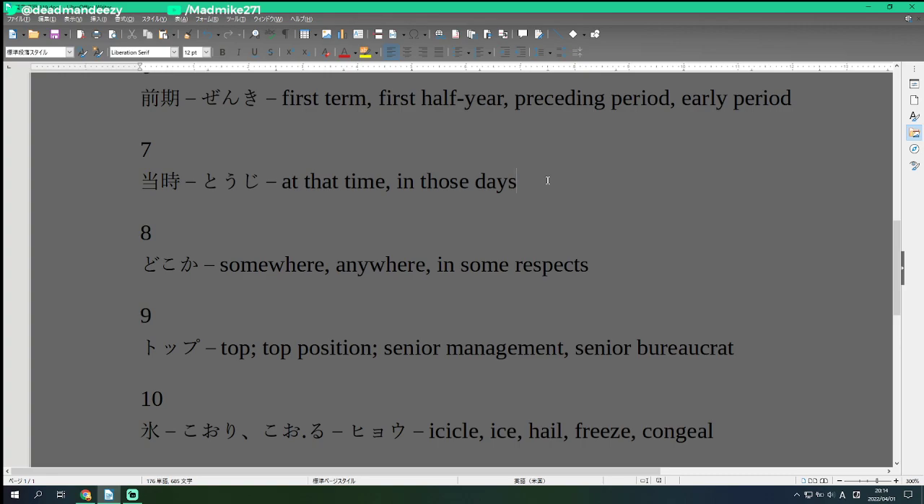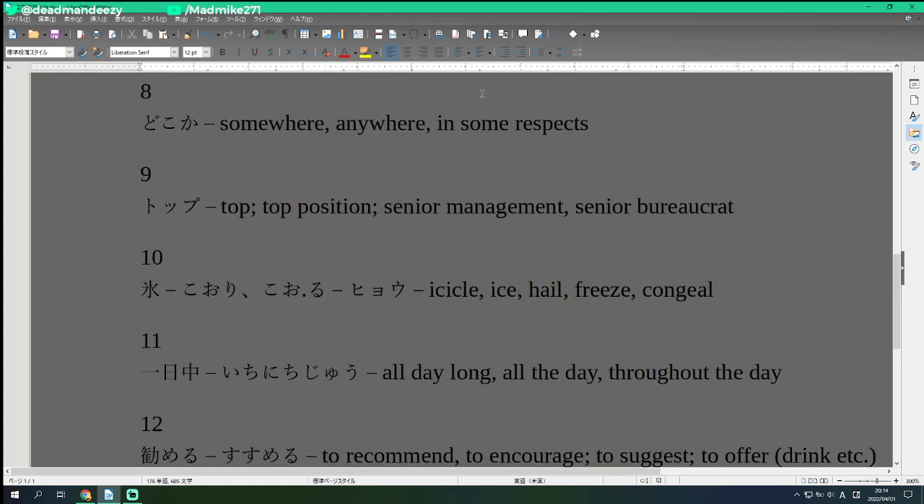Toji is at that time or in those days. Number 8 is dokoka.